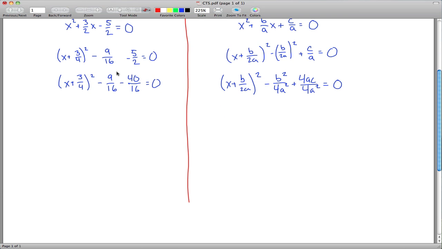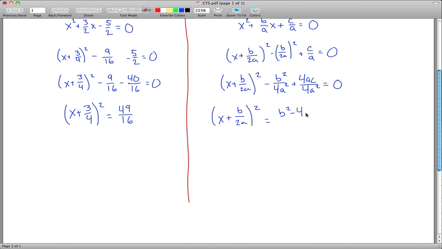Alright, moving on. Let's see, maybe we should move all this stuff to the right-hand side. X plus 3/4 squared. Negative 9/16 minus 40/16 is negative 49/16. So if we add 49/16 to both sides, we get to here. We can do something similar on this side. We'll leave this first term alone. Let's see, negative b squared plus 4ac all divided by 4a squared. So if we add that to the other side, we'll get positive b squared minus 4ac all over 4a squared.